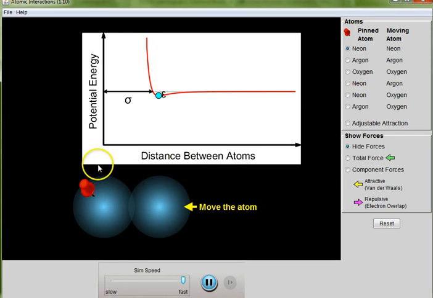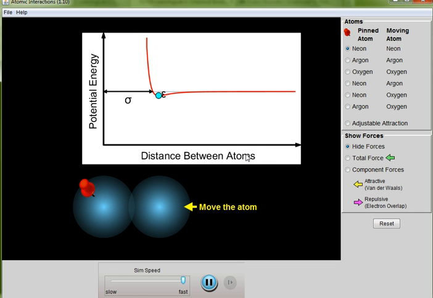Okay, so this is the atomic interactions lab. We'll see what happens to the atoms when they come close to each other, and most importantly, we'll try to understand why atoms combine to make molecules.